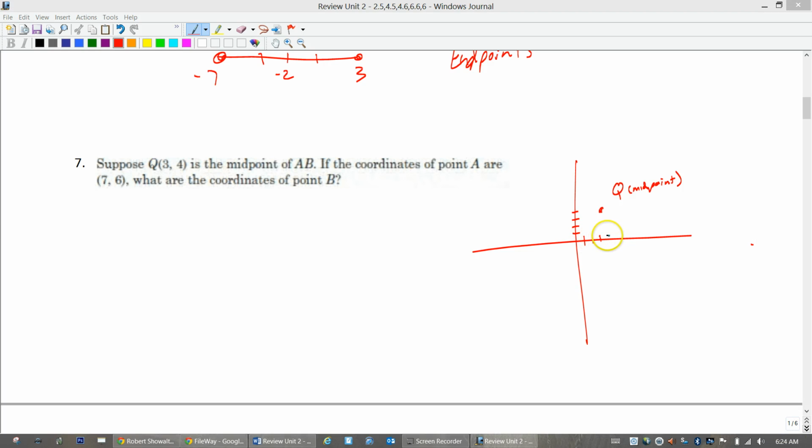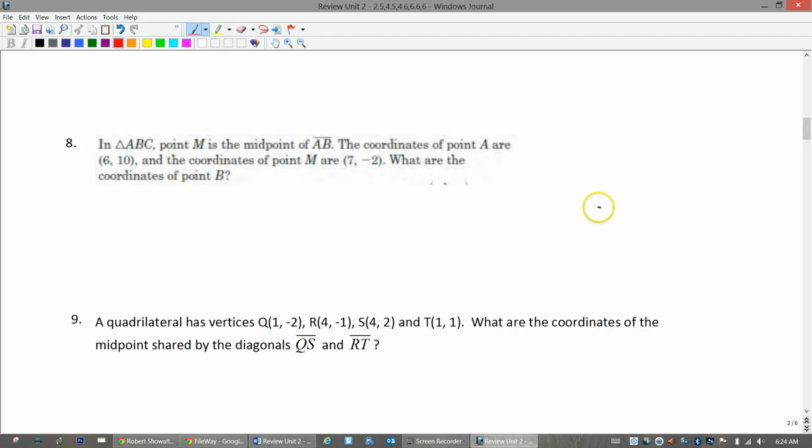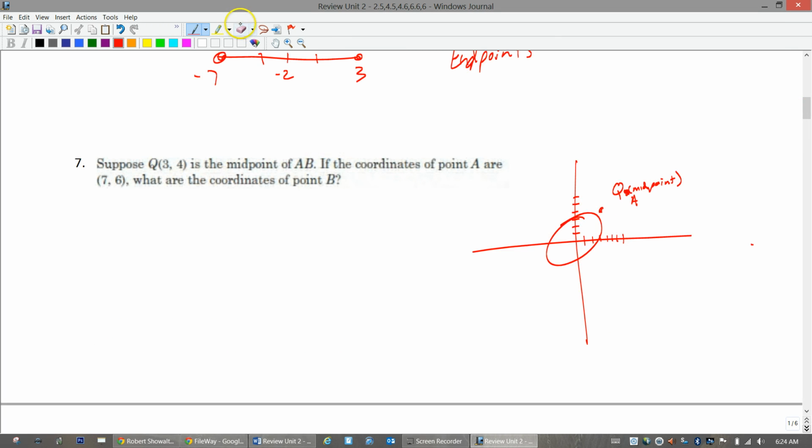So 7, 6: 1, 2, 3, 4, 5, 6, 7, and 1, 2, 3, 4, 5, 6. So that right there, oh, I got to squeeze it in, is point A. That's one of the endpoints. If I think about this graphically, I know that the other endpoint has to be down here, if Q winds up being the midpoint right here. So A is right there, Q is right here, it's the midpoint, so the other endpoint has to be in this direction.